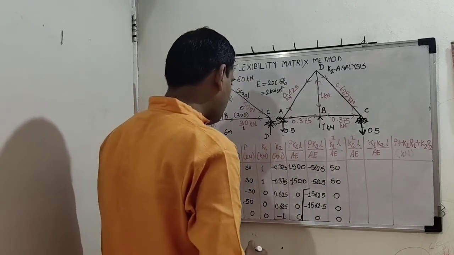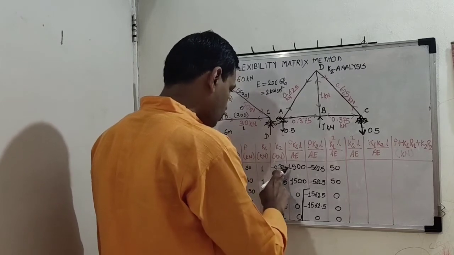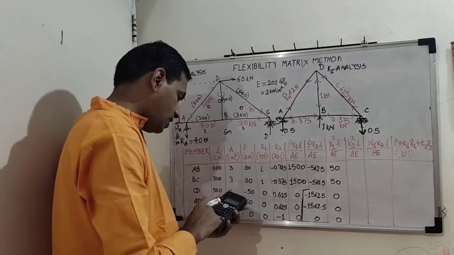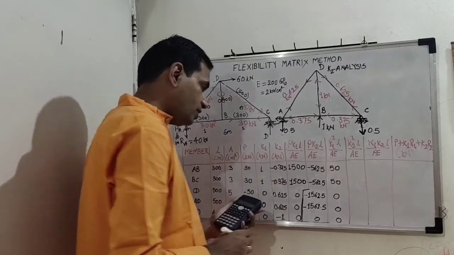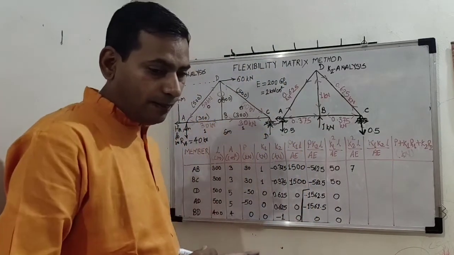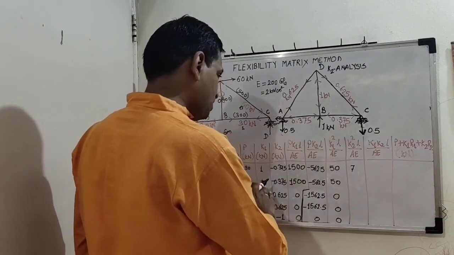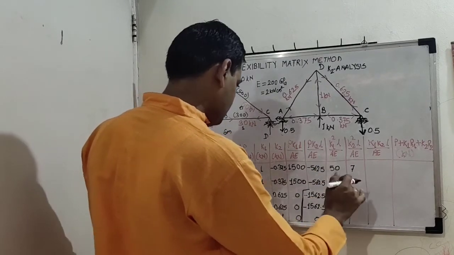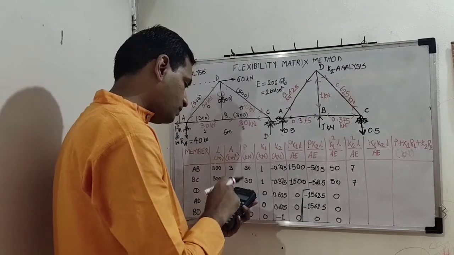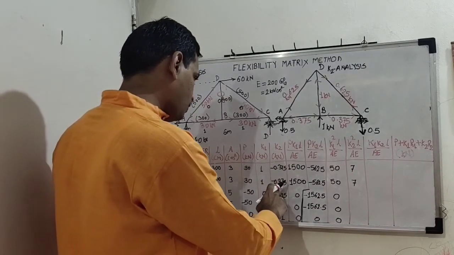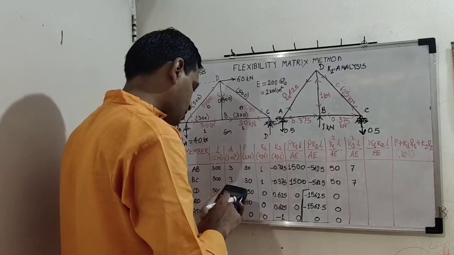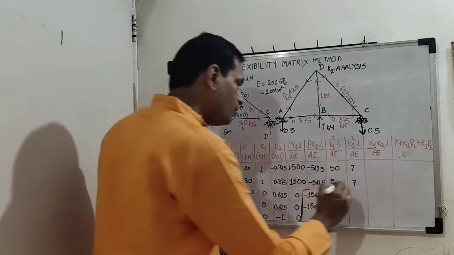Then K2 square L upon AE. So there will be all values. 0.375 square into 300 upon 6. So it is 7. Then next is same, 7. Next, 0.625 square, so this is K2 square, into 500 upon 10. So it is 19.53.